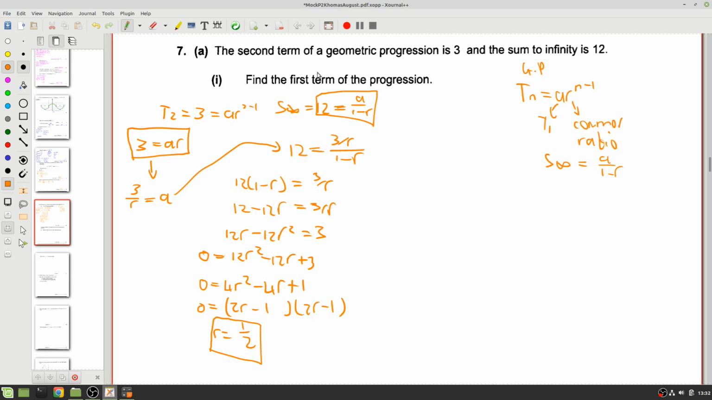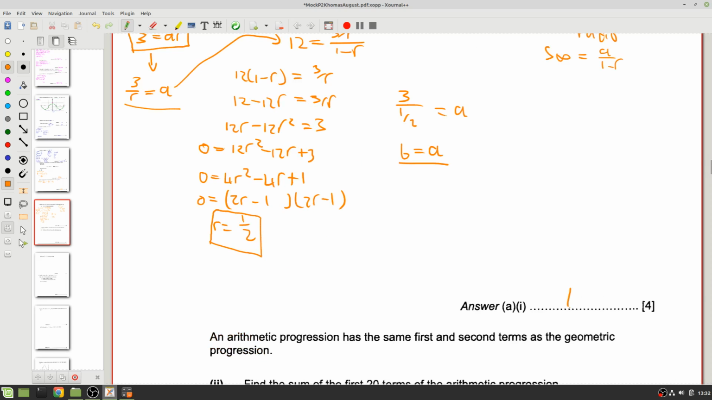Alright, so we are asked to find the first term, so that'll be a. So what we can do is we take this equation and just substitute the r that we've already found into that. So 3 over r, which is a half, equals a. Now 3 divided by a half is 6. So there we go. 6 is our first term.